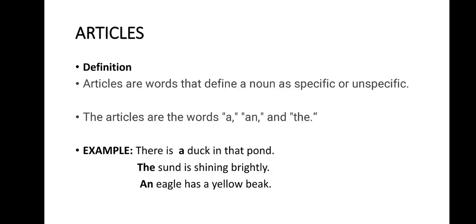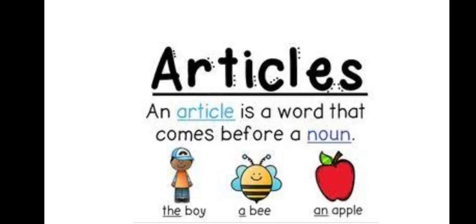The last sentence, an eagle has a yellow beak. We don't know the name of that eagle. We have never seen that eagle before. It's just a random eagle that you saw, and you say an eagle has a yellow beak. Again, an article is a word that comes before a noun. The boy, a bee, an apple. So you see, children, the articles always come before the nouns.